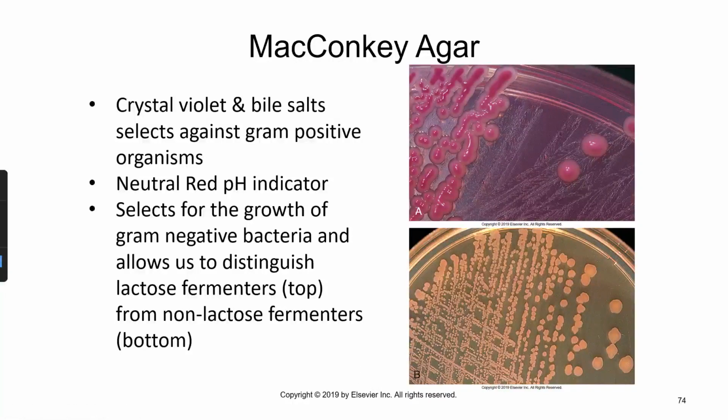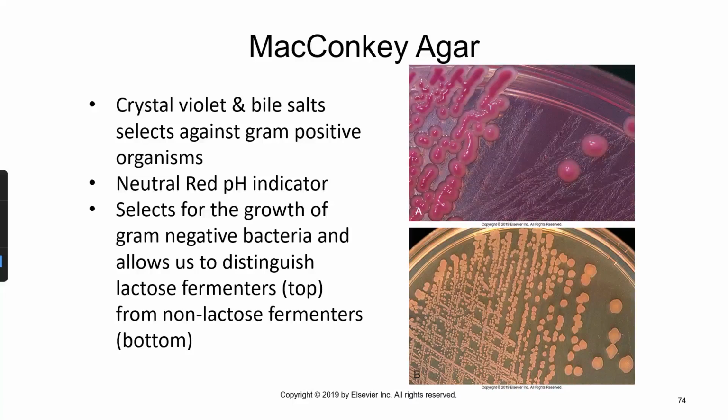So MacConkey agar contains crystal violet and bile salts, which select against gram-positive organisms. It also has a neutral red pH indicator, and it contains lactose. So it selects for the growth of gram-negative bacteria and allows us to distinguish between lactose fermenters and non-lactose fermenters. So if we have bacteria plated on here, if it's gram-positive, the crystal violet and bile salts will not let it grow. So those will die off. So only the gram-negatives are going to grow on here. For the most part, there's always a few exceptions, but for the most part, only gram-negatives are going to grow on here.